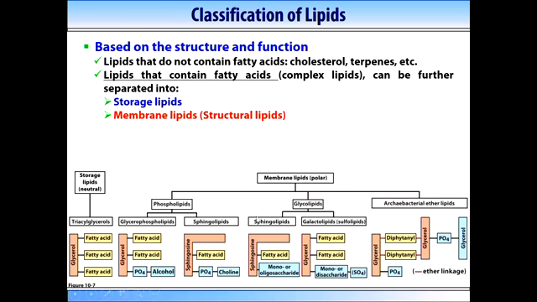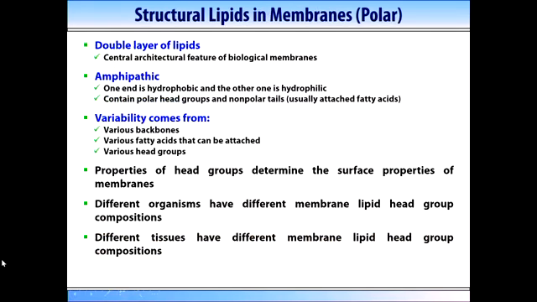Now we move into the membrane lipids, which are the structural lipids. This is a much more diverse class, as you can see. The membrane lipids can be divided into phospholipids, glycolipids, and even a special class of archaebacterial lipids in the membrane. Let's focus first on the phospholipids. Structural lipids in the membranes are polar, and they form so-called double layers, which is a central architectural feature of any biological membrane.